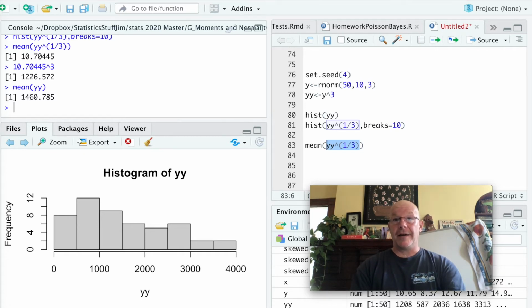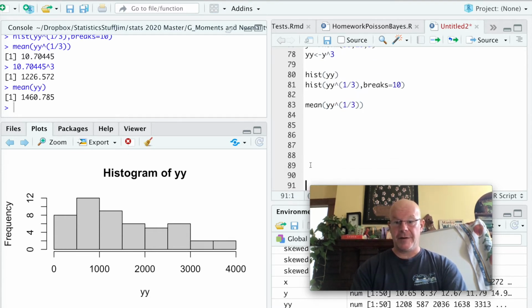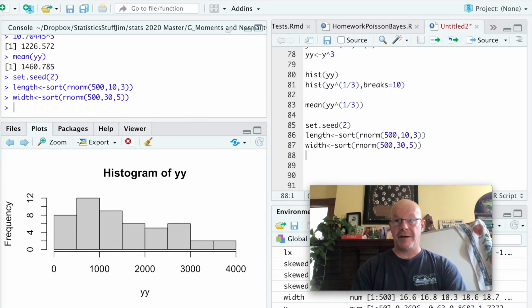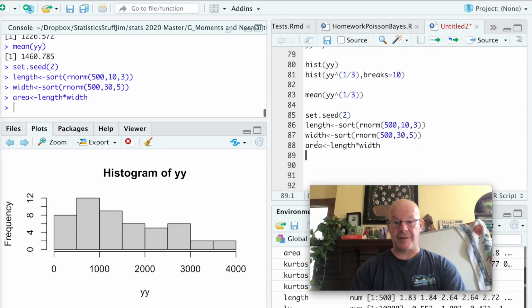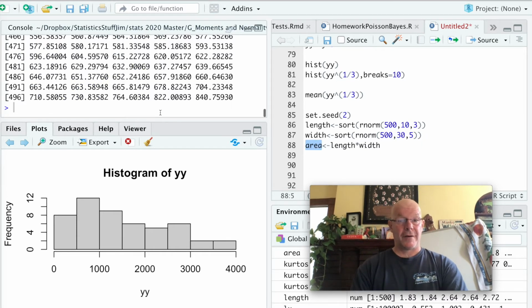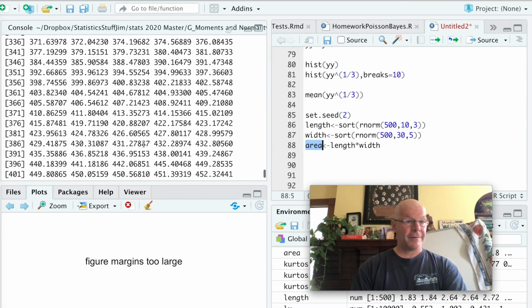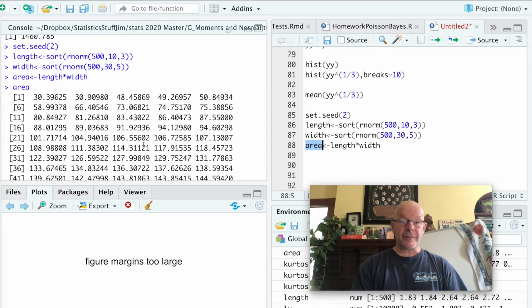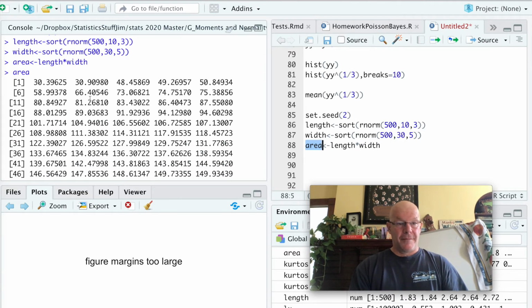And so I can cook up another little example here. Let's say that I'm going to simulate length and width, which means, as you might imagine, I'm going to pretend that our response variable of interest is area. So I don't know what it's the area of. Maybe it's leaf area, who knows? But we have all these different measurements of area.